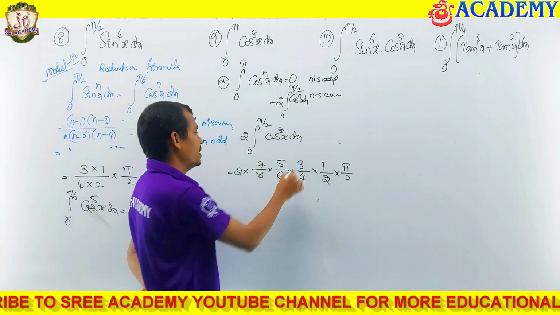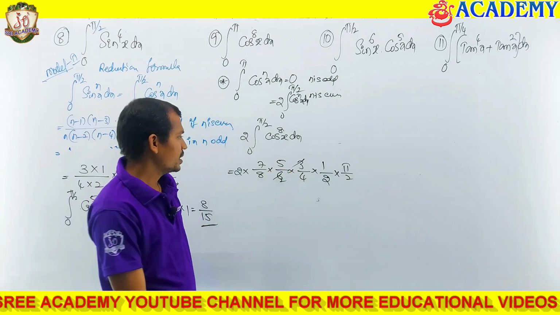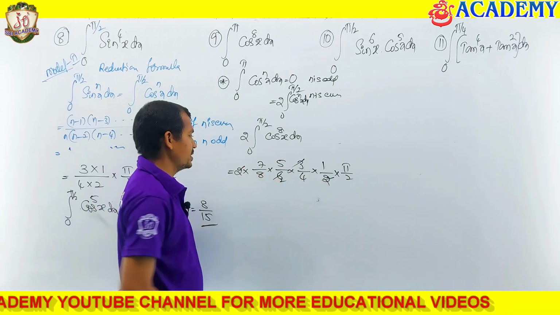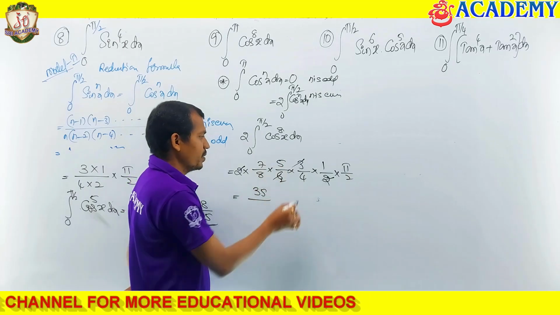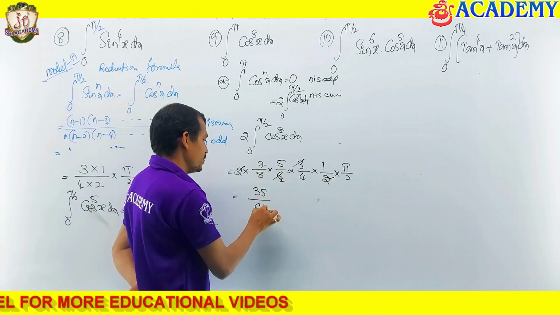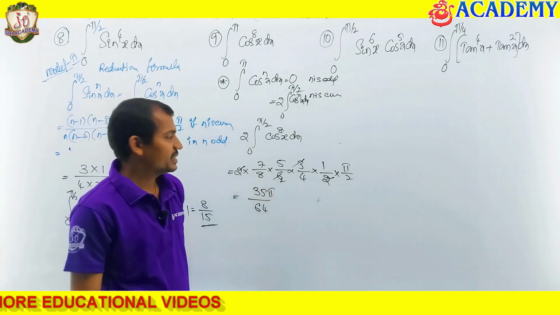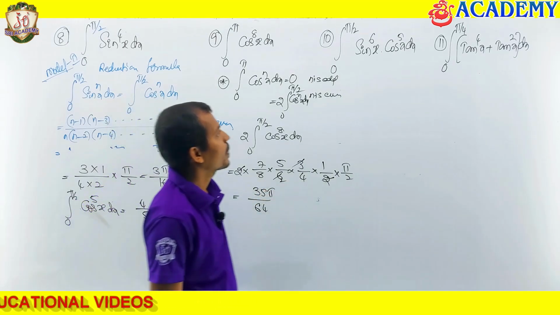Now come on, simplify. 3 2s are 6, right? 2 2s also get cancelled. That is 7 5s are 35. 4 2s are 8. 8 8s are 64. That is 35 pi by 64, your answer.